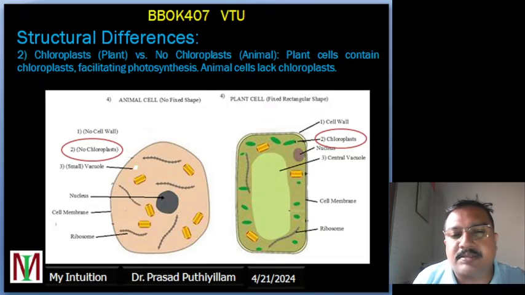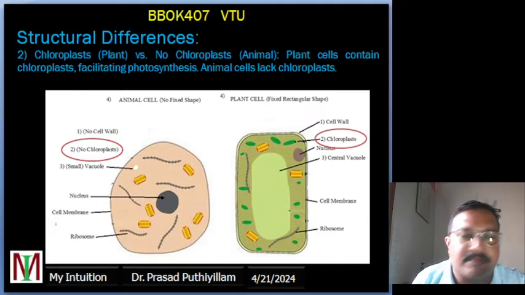In animal cells, we don't make our own food, we always steal others' food. So we don't want chloroplasts. Normal animals don't have the chloroplast. Some microorganisms which come under the animal kingdom category have a similar type, but in general animal cells are not having a chloroplast.